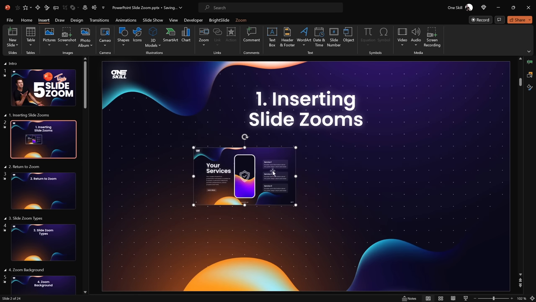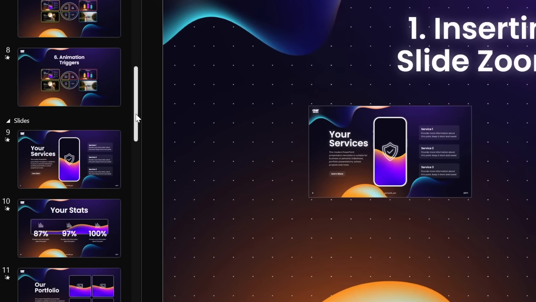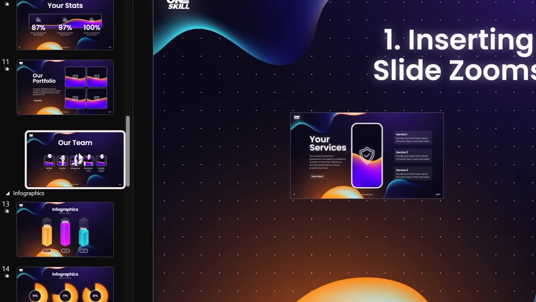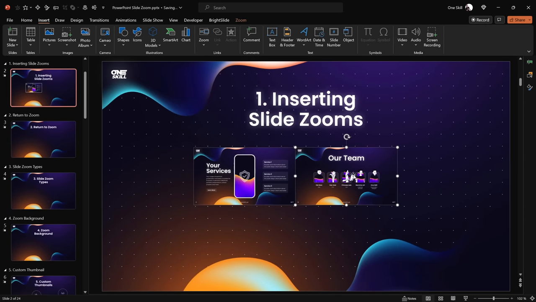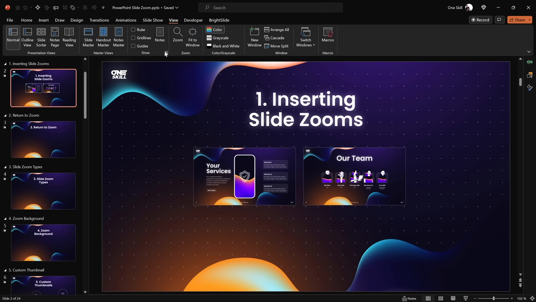Congratulations! Now let's just move it a bit to the left side, and now let me show you a second method. So you can just use this slide list that you have here on the left side. And once you find a slide that you like, just grab it, drag it, and drop it into your slide. And this way you can as well create a slide zoom. That's awesome.